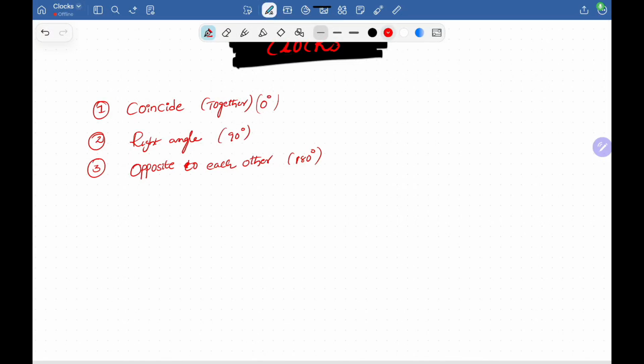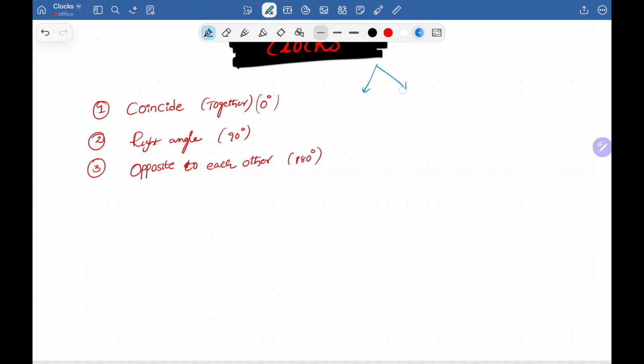Good evening, friends. I have been asked by some other people for the concept of clocks. Many people want to solve the clocks in a simple way. So I'm here to explain this clock concept. Here, I'll just summarize it.